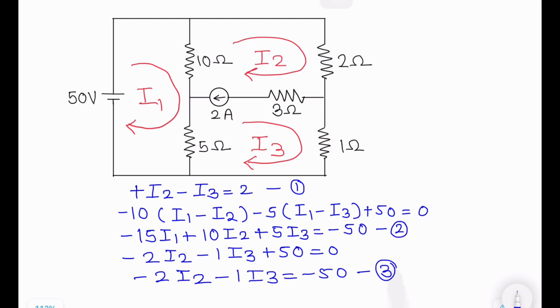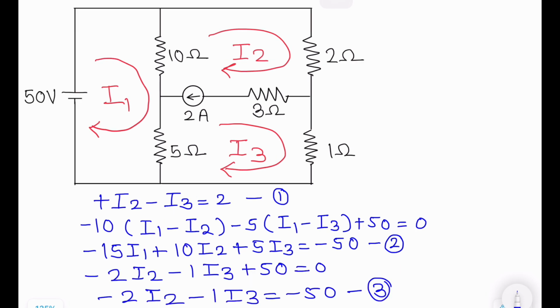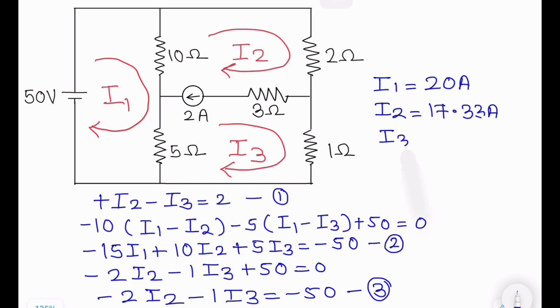And now if you solve this, you are going to get I1, I2 and I3. The answers are I1 equals 20 ampere, I2 equals 17.33 ampere, I3 equals 15.33 ampere.